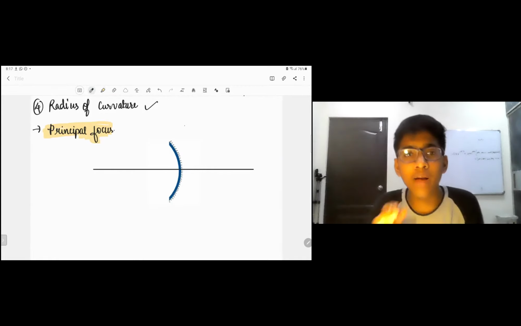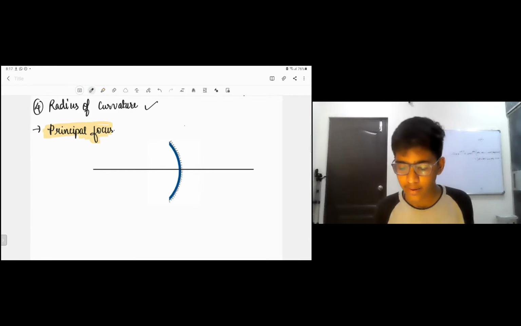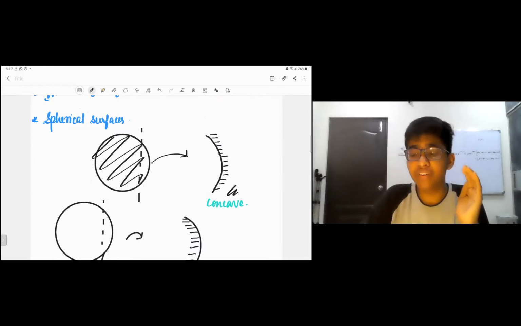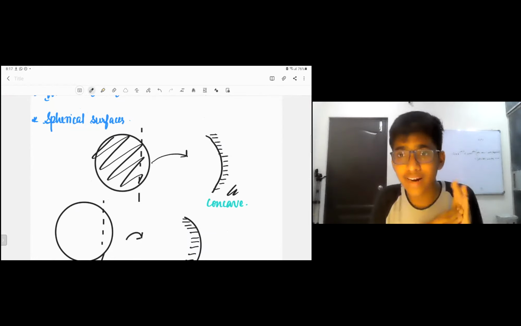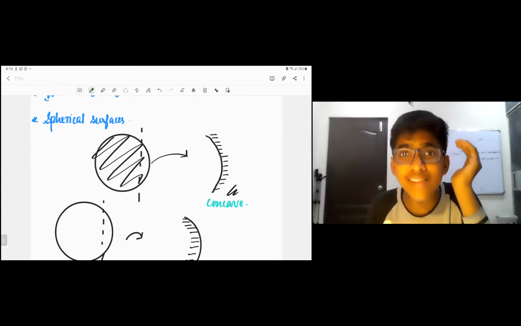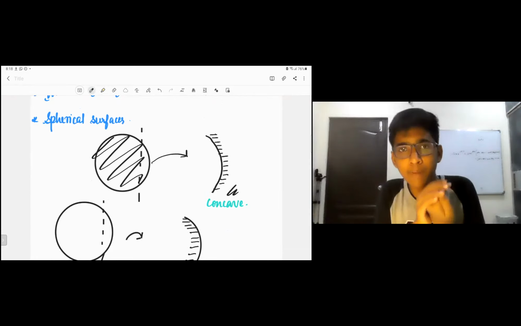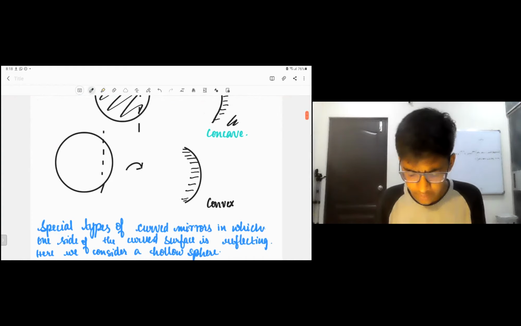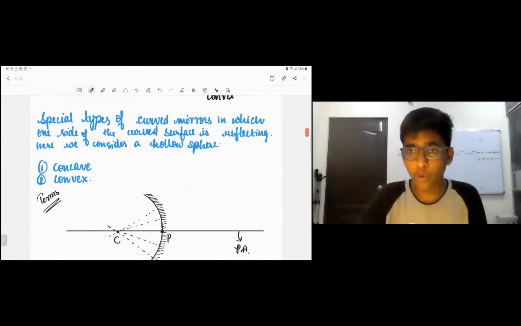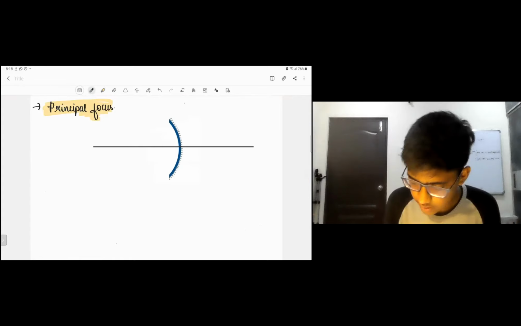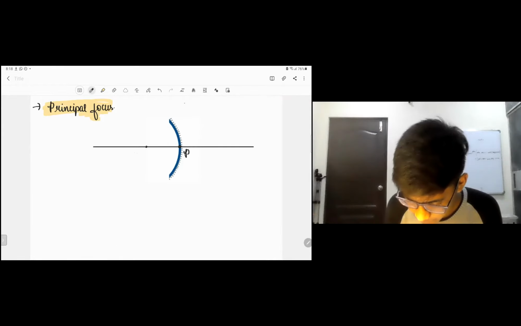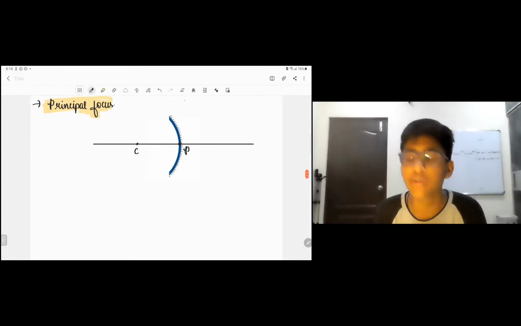Now in front of you I'm having a spherical mirror. In the previous video I think you got clarity about different types of spherical mirrors. If the reflecting side is on the inside part, like in the cave part, then it is concave. When it is on the outside part, if the light rays are reflecting outside, then it is convex. Simple. Now principal focus is a very important topic. Now this is the pole and this is the center of curvature.